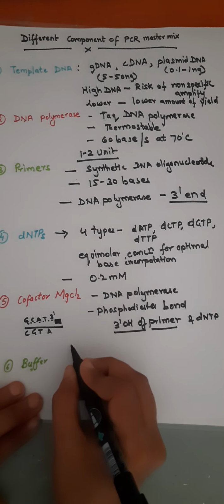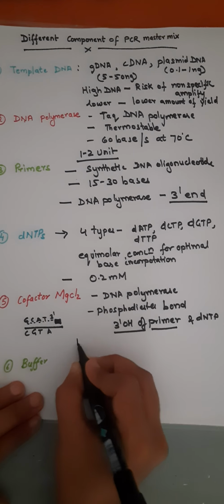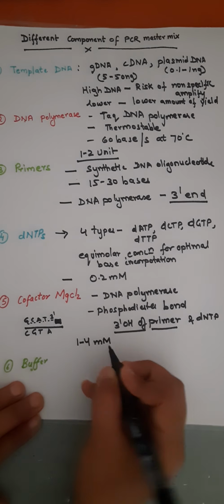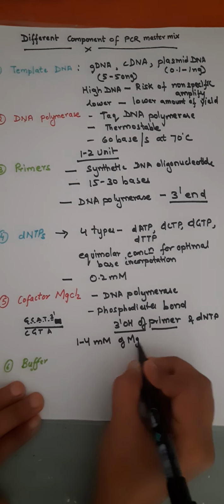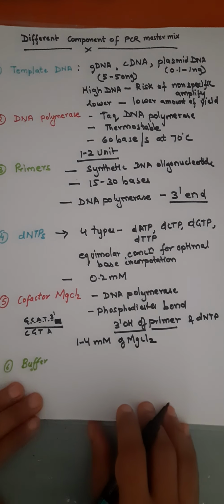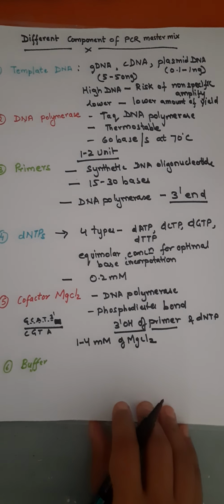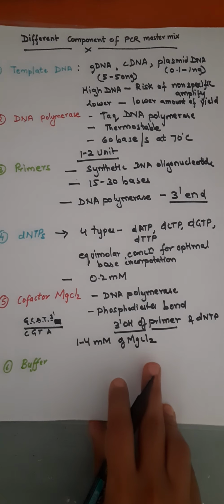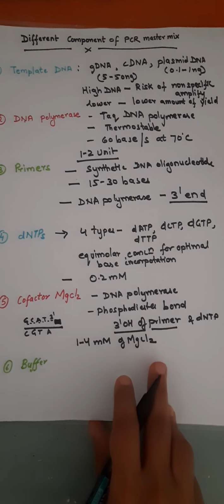The general concentration required for MgCl2 is 1 to 4 millimolar. Again, we can play around with the concentration of MgCl2, because if there is a low concentration of magnesium chloride, there will be no formation of PCR product due to the reduced activity of the DNA polymerase. However, if the MgCl2 is present in abundance, then there is a chance of high non-specific amplification.